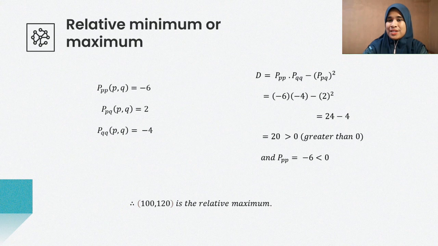Next step, we use second derivative test because we want to check either it is relative maximum or minimum. This time, we use second order partial derivative with respect to PP, PQ, and QQ, which are negative 6, 2, and negative 4. To determine the D, we use this formula and we substitute the value we got before. And we know that the D value is 20 and greater than 0. And the value of second order partial derivative with respect to PP is negative 6, less than 0. According to the theorem, we can conclude that 100 and 120 is the relative maximum.